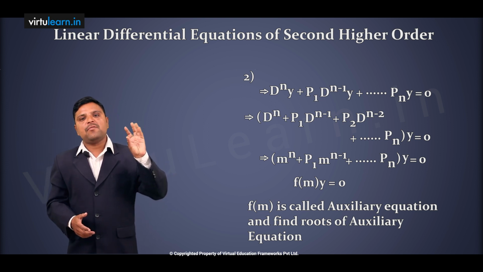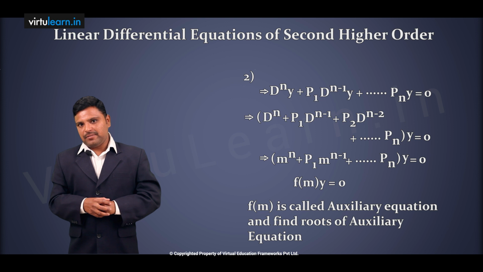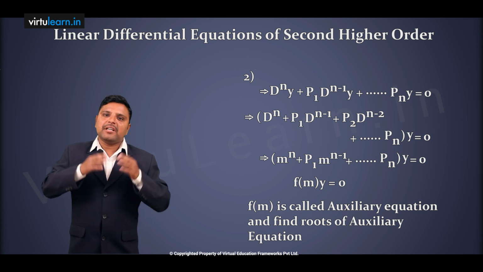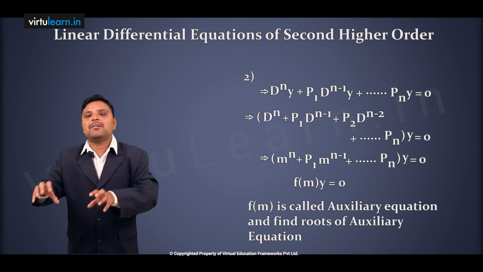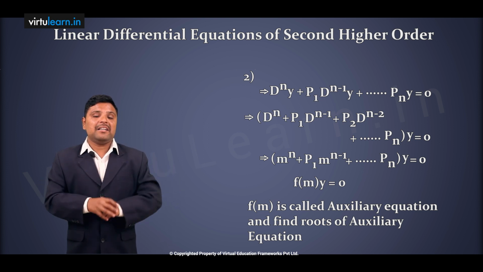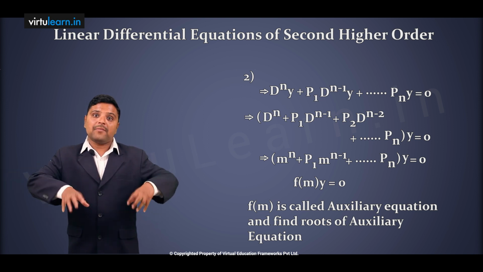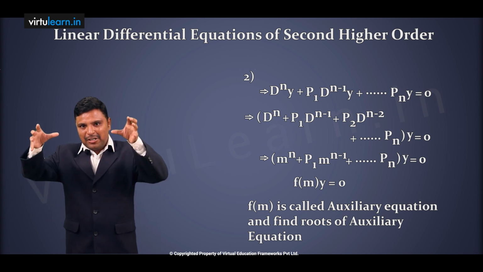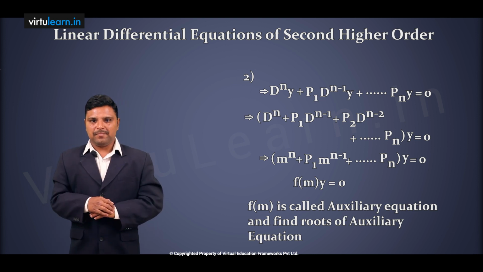We have 5 types of complementary functions available. It depends on the roots of the auxiliary equation. If the roots of the auxiliary equation are real and distinct, all different, we have one type of complementary function. If the roots are equal, we have another complementary function, the second method. If the roots are complex or imaginary numbers, we have one more method. If the roots are repeated, we have one more type. These are different formulas for getting complementary functions, depending on the roots of the auxiliary equation.